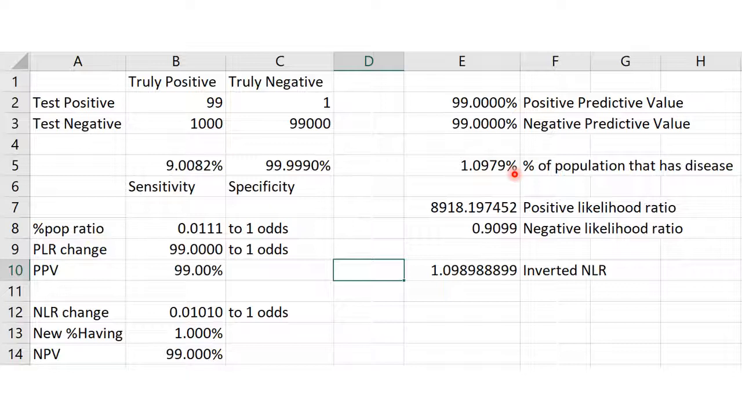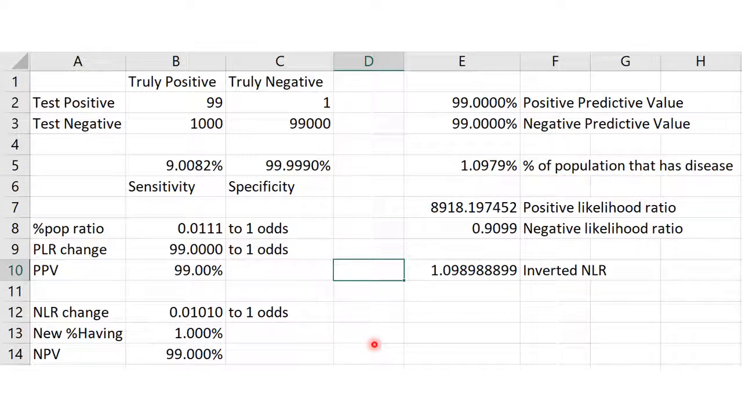And then now you can look and see what's happening with our positive and negative likelihood ratios. This about doubled because it went from roughly 2% to just a little over 1%, all the way up to 99%, that requires a 9,000 times greater odds of making that happen.